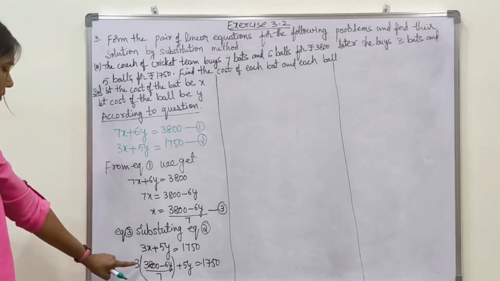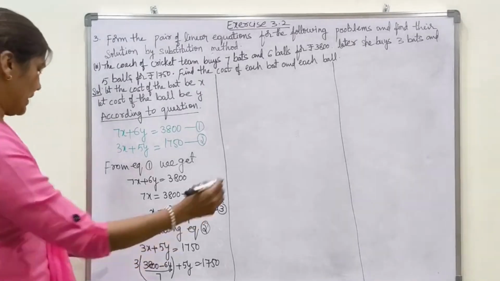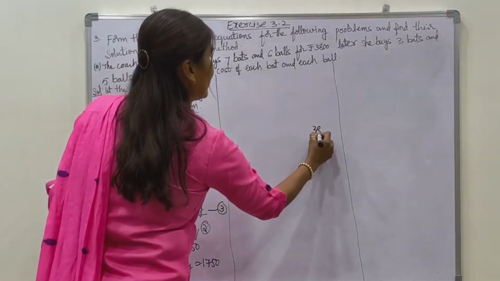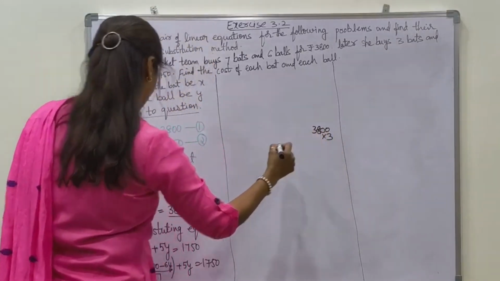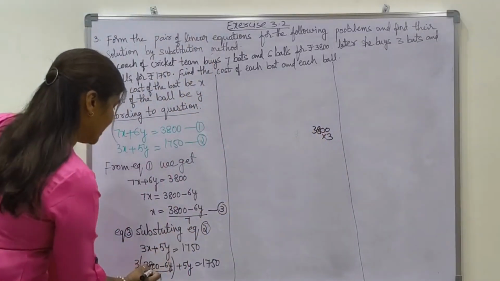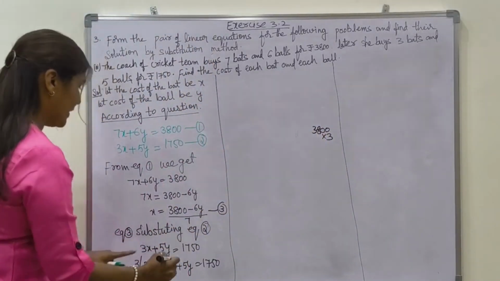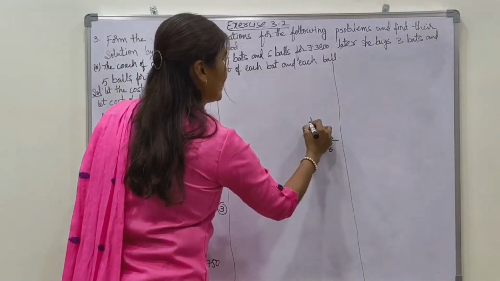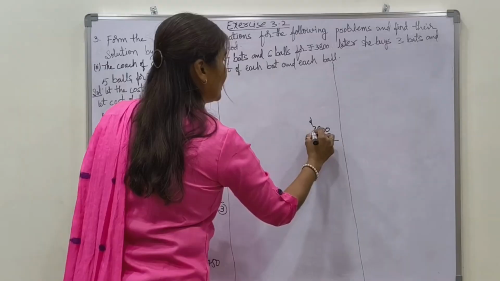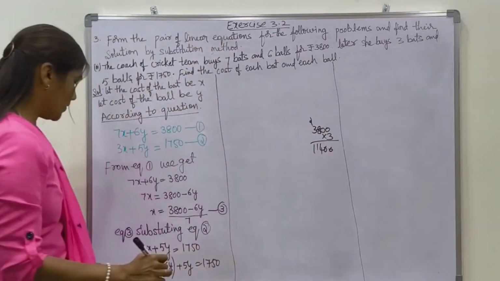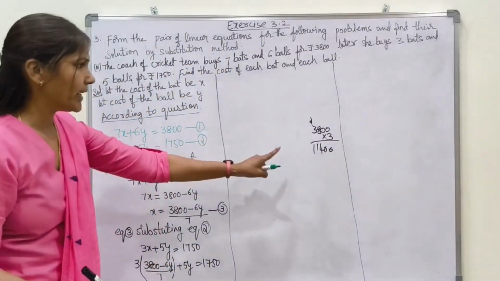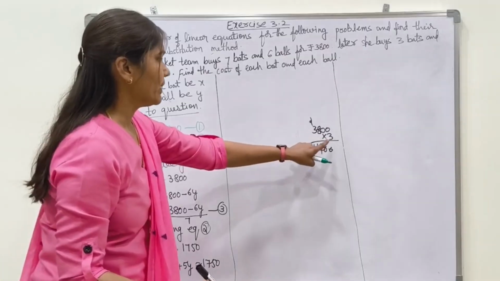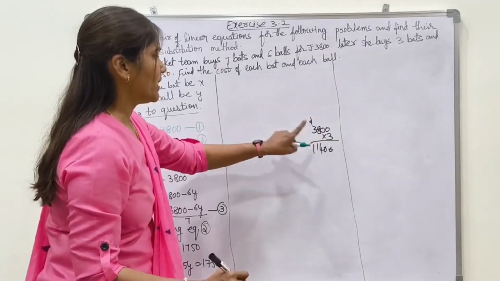See here, 3,800 into 3. I am doing here 3,800 into 3. Into 3 means 3 zeros are 0, 3 zeros are 0, 3 8s are 24, 3 3s are 9, 10, 11. So this 2 multiplied means what are we getting? 11,400. 3 8s are 24, 3 3s are correct.